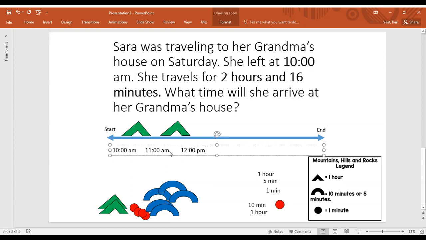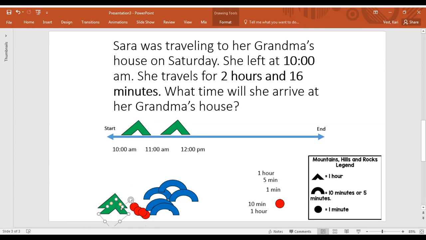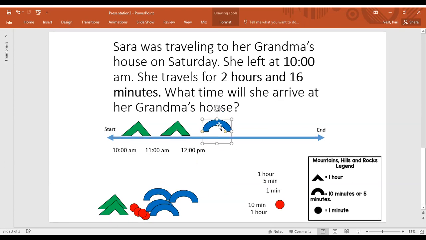Remember, 12 o'clock a.m. is midnight, in the middle of the night. 12 o'clock p.m. starts your afternoon. So we are now at 12 o'clock p.m. Okay, then it says that she traveled for 2 hours and 16 minutes. So let's go ahead and add a hill for the 10 minutes of that 16 minutes. So we're now at 12:10 p.m.